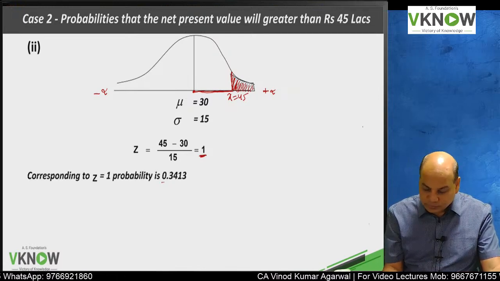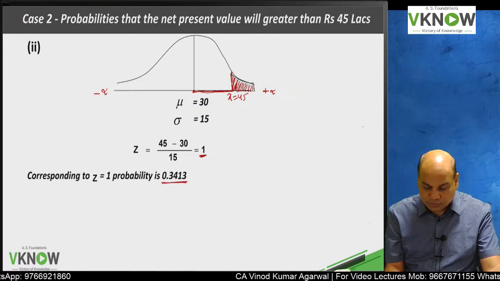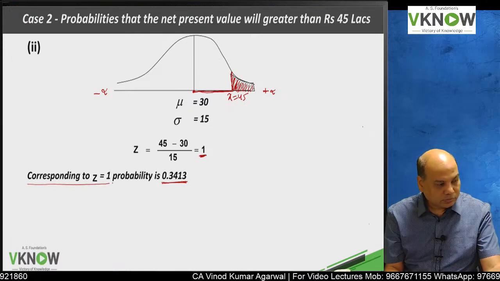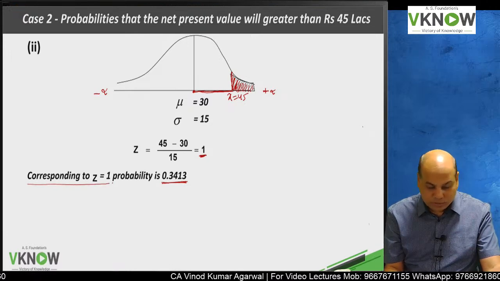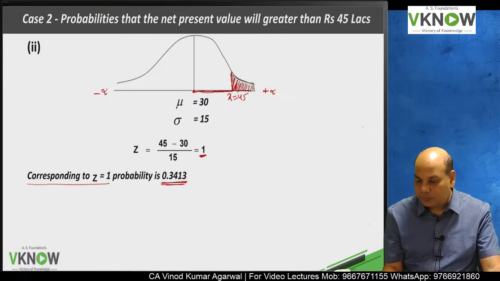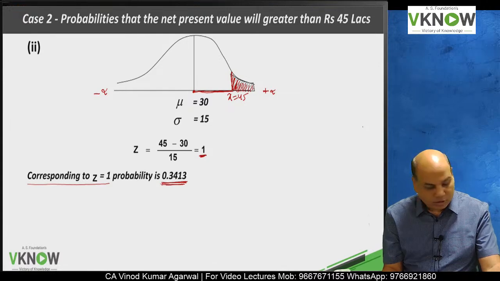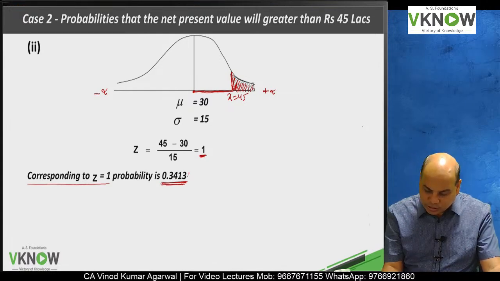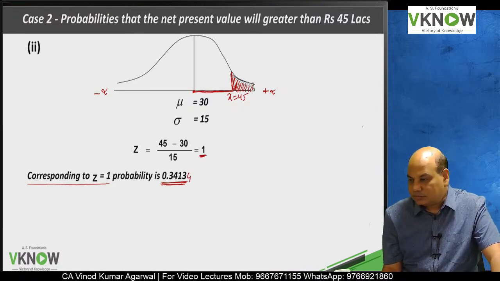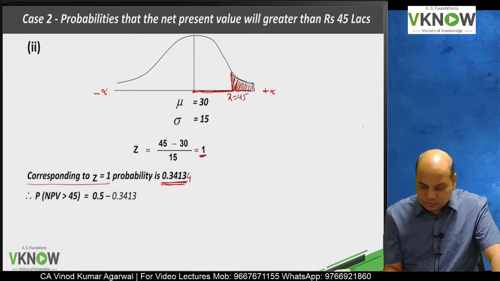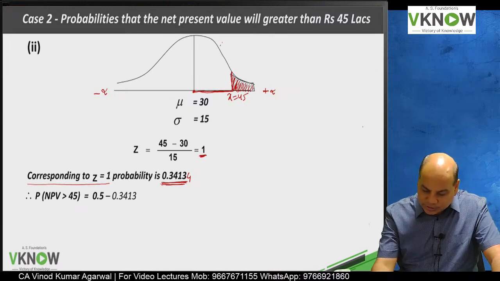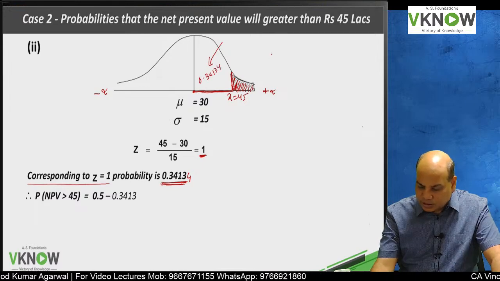0.34134 is there. You can write 4 or 5 digits, no problem. So write a note corresponding to z equal to 1, probability is 0.3413. 4 also you can write if you want, doesn't matter. And then write down, this is the probability of this area, 0.34134. But I want probability of this area.